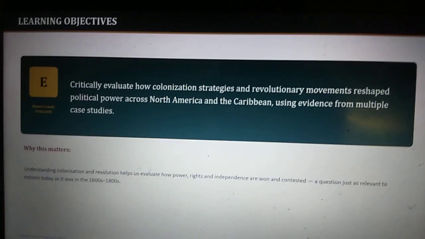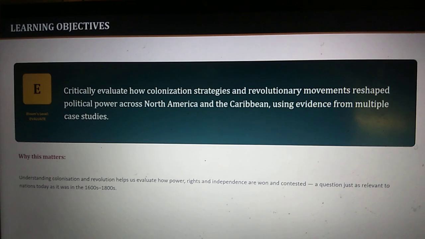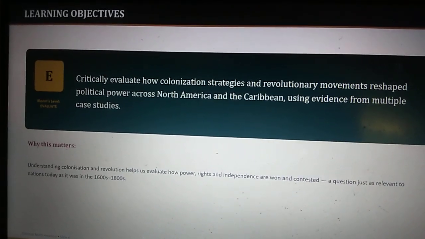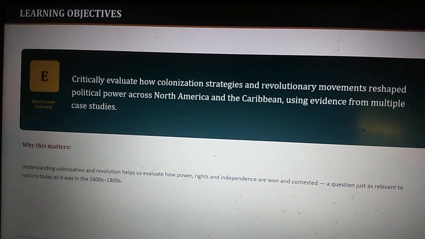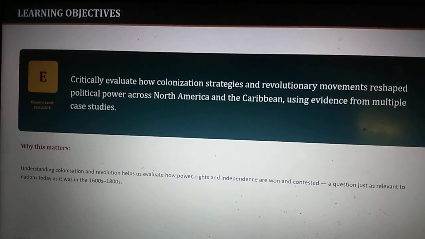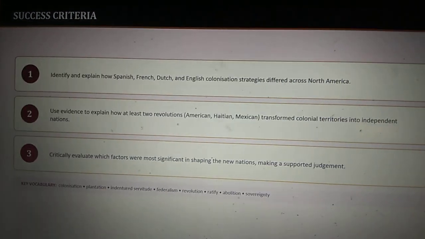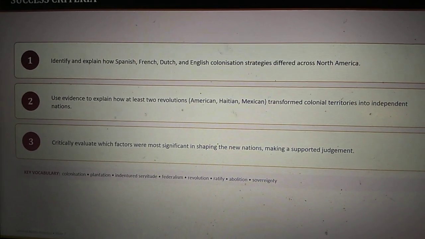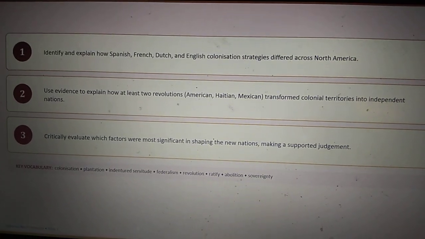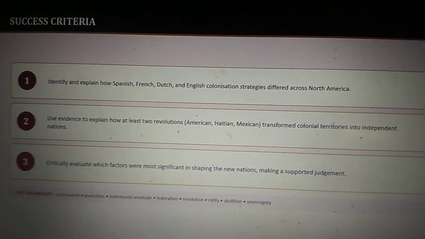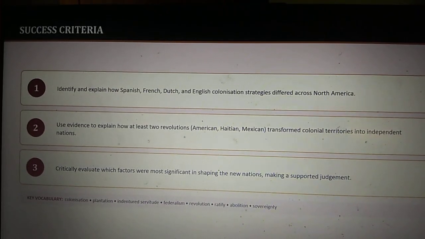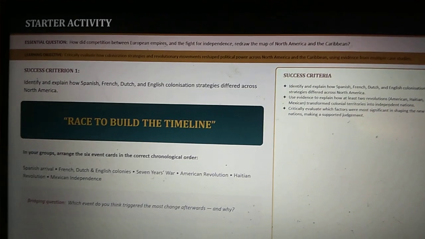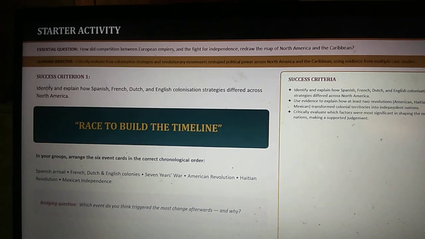Generally, being a teacher, I keep the higher order learning objectives as per the taxonomy. So critical evaluation is my learning objective for today's lesson. These are my success criteria. Teachers, make sure that you keep the success criteria from the lowest to the highest, and this is very important. Another important point that I would like to add here is that the key vocabulary should be at the bottom. This is my starter activity.